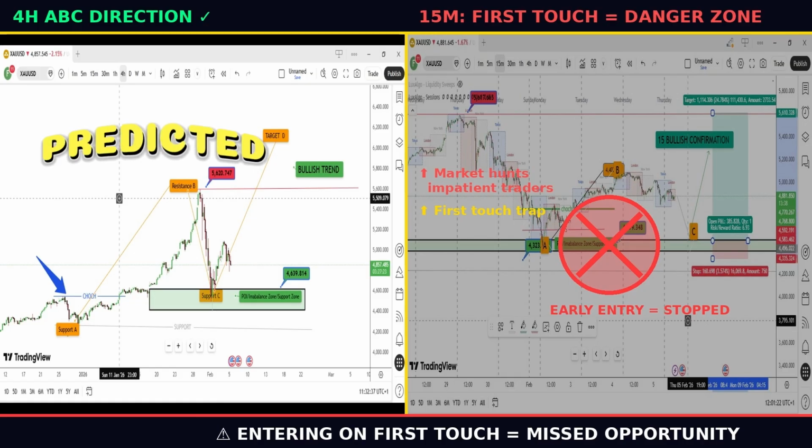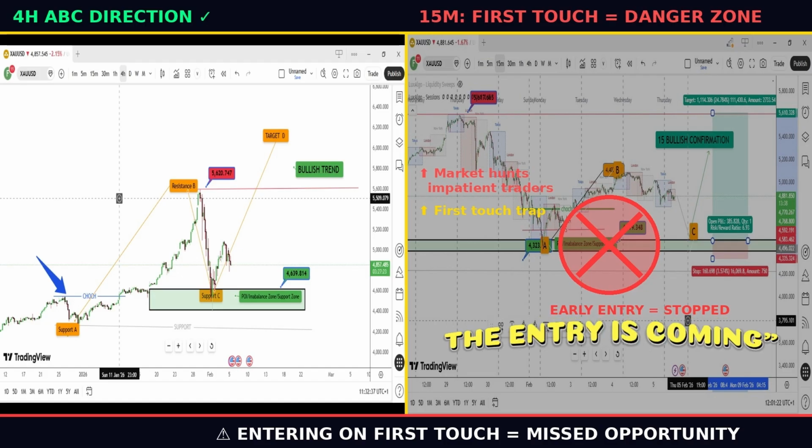That was 2 weeks ago. I called this zone before price touched it. Same model, same zone. Now it's late. Stay with me, because by the end of this video, you will see exactly when I pulled the trigger.